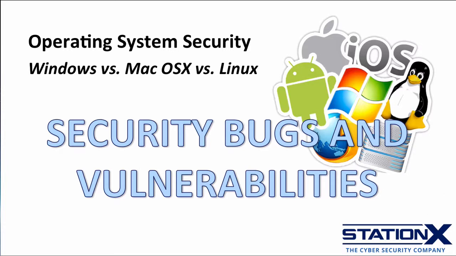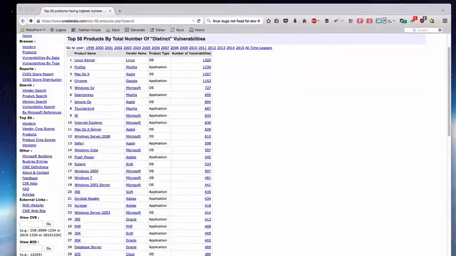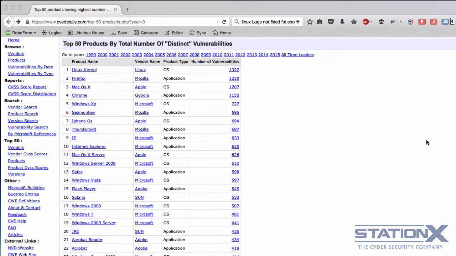Well, we can actually have a look. And here we are on www.cvedetails.com, and you can see over the complete history that the Linux kernel has actually had more vulnerabilities. We can ignore these applications, and then after that we've got Mac OS X. So that might be surprising for some people. They would have perhaps expected a Microsoft product to be there.